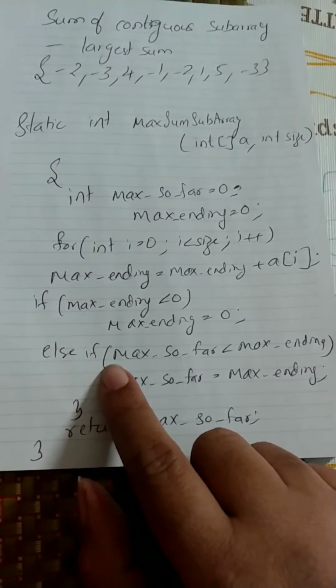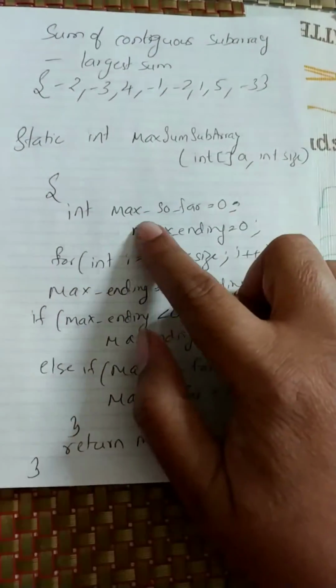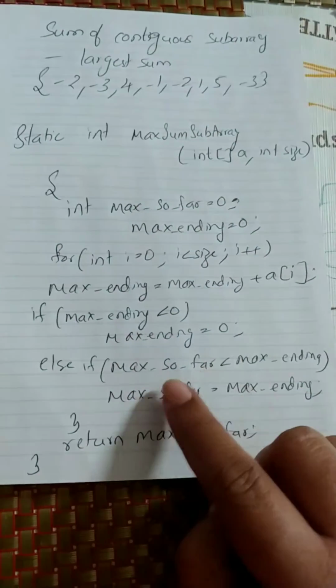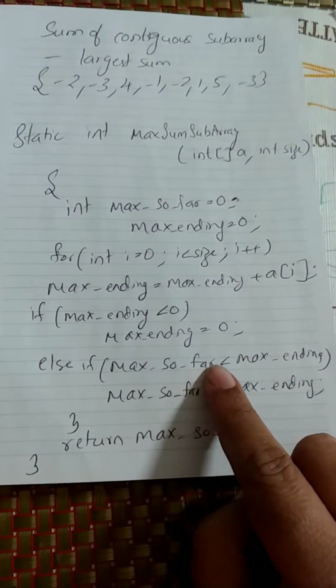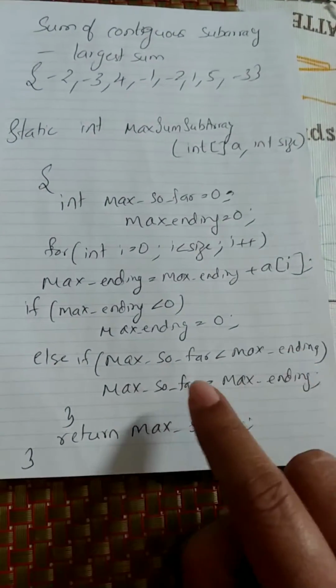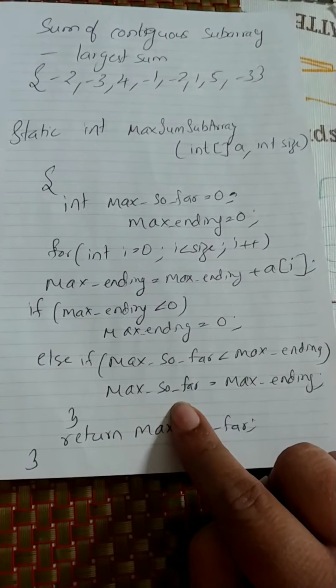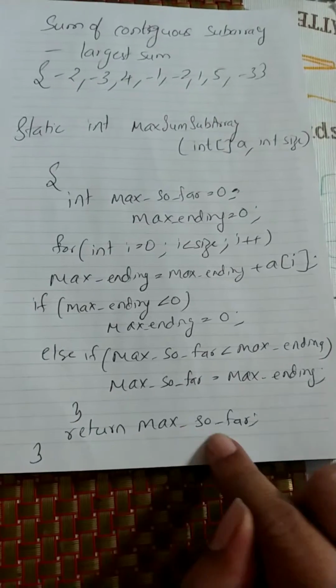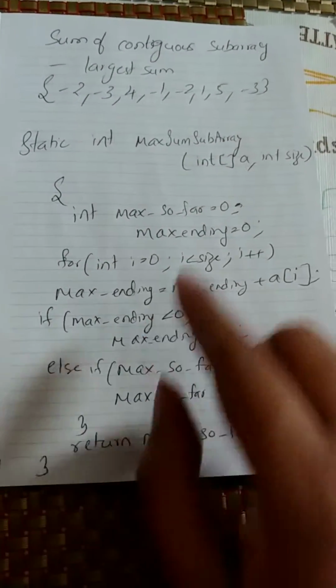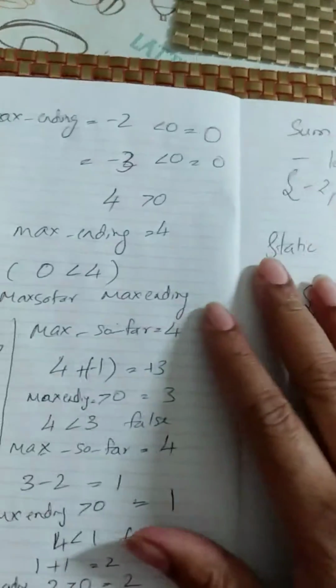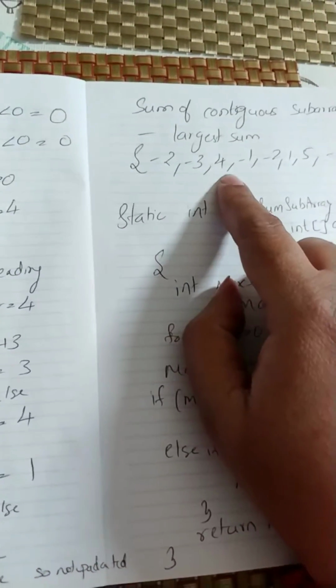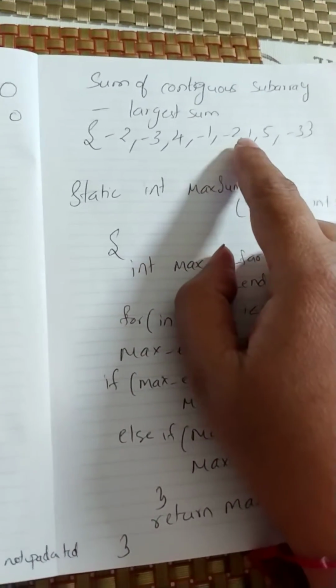And we have another condition. We have defined max so far as 0. If max so far is less than max ending, we are saying max so far is equal to max ending, and we are returning the max so far. I will explain with an example here. So we have -2, -3, 4, -1, -2, 1, 5 and -3.